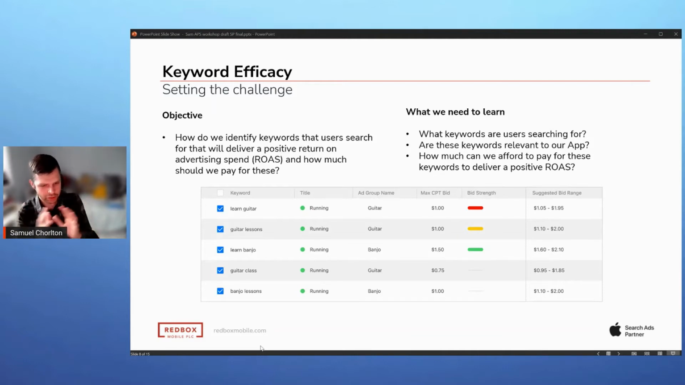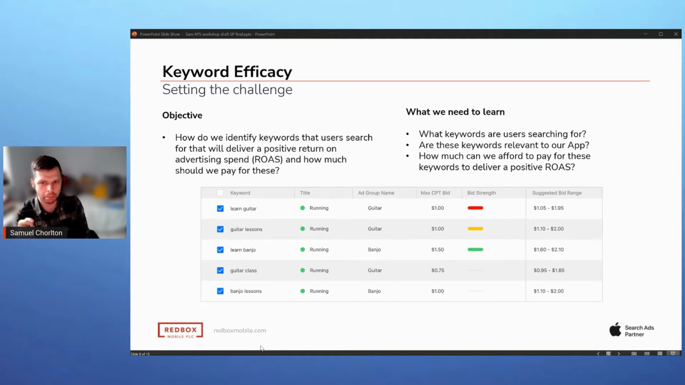So when you start this, if you're thinking of a new app that you might have, you've really got to think around learning about how your app performs and what you need to do in order to learn those characteristics about it. There are three core things. One is, what are the keywords the user's searching for? Are these keywords relevant to our app, and how much can we afford to pay for them?